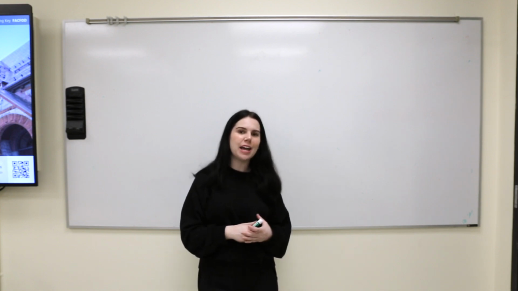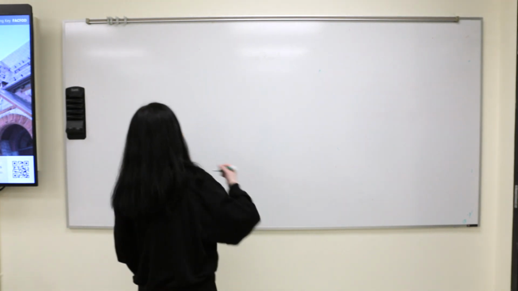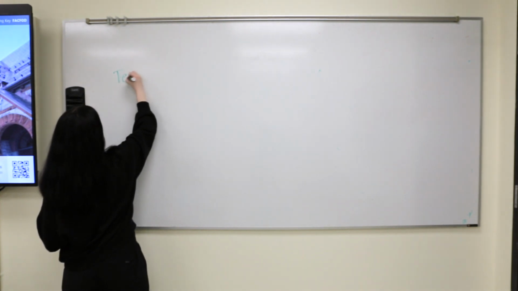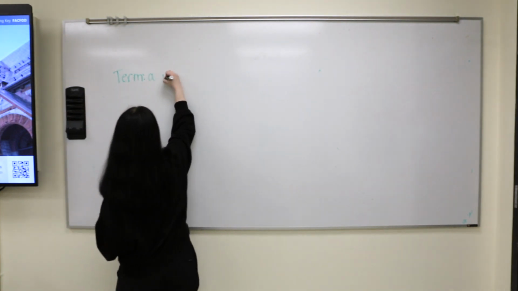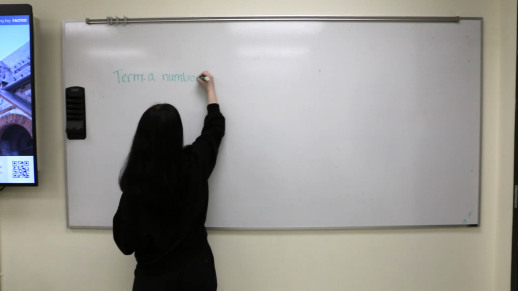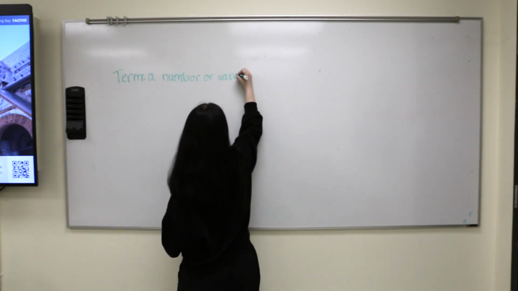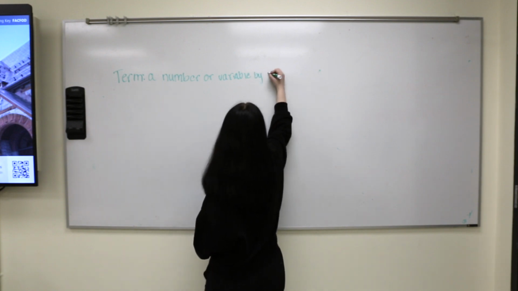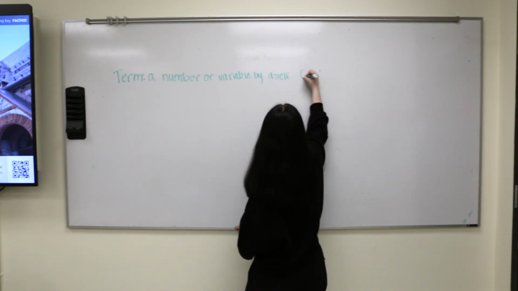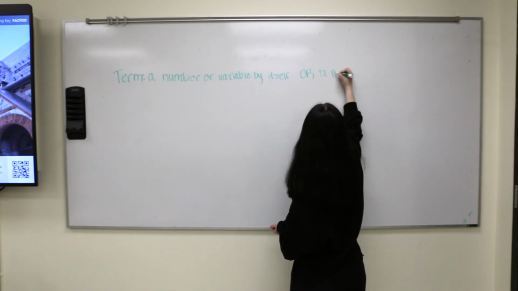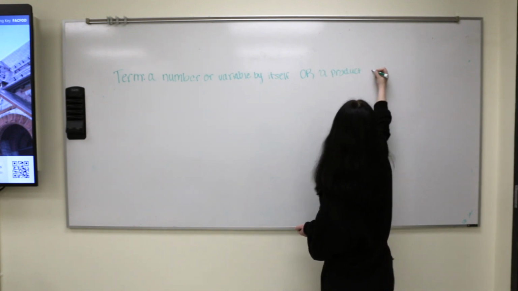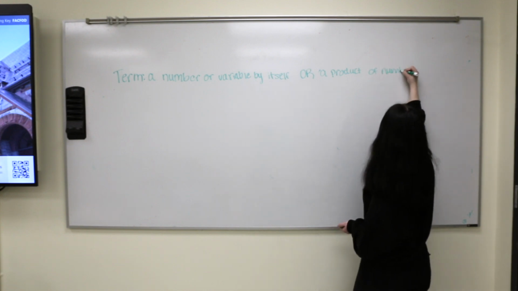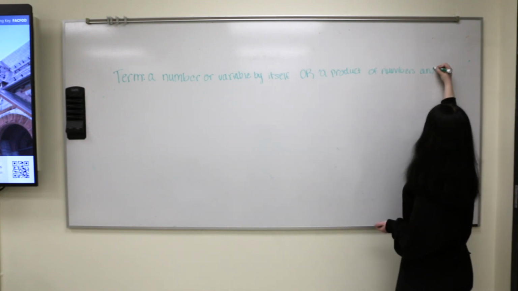Hi everyone! We're going to begin today's class by going over some definitions, so please take out a piece of paper and a pencil and copy down everything that I write down on the board. So the first definition we're going to discuss is the definition of a term. So a term is a number or variable by itself, or a term is a product of numbers and variables.